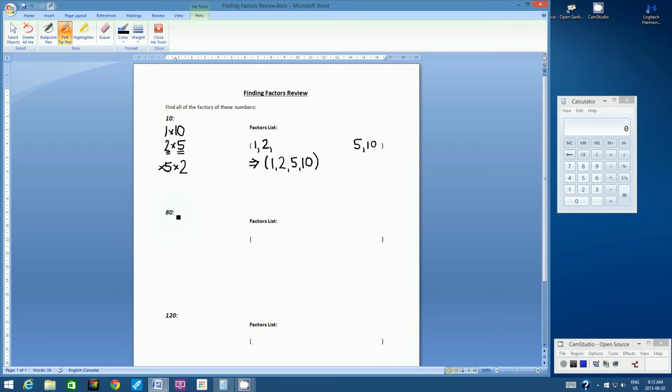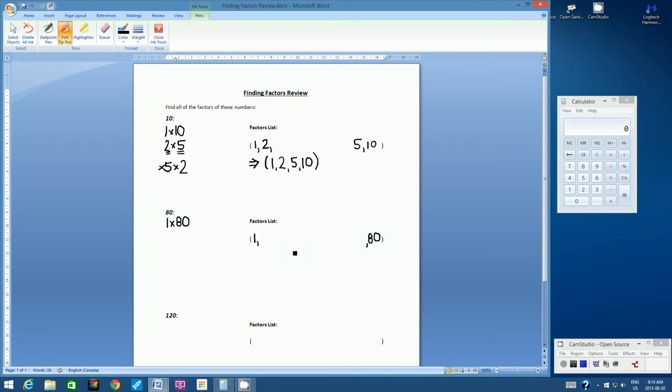Okay, let's go on to another number that probably has more factors. So we're looking at the number 80. So remember, before you think of anything, before you take out your calculator, the first one you always have to write down is 1 and the number. Okay, so those are the first two factors. Because even a prime number has the factors 1 and itself. So we have 1 times 80. So let's go over to our factors list, put 1 on the left-hand side, and let's put 80 on the right-hand side.